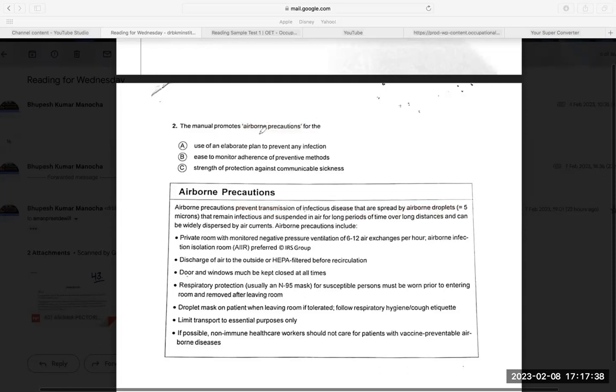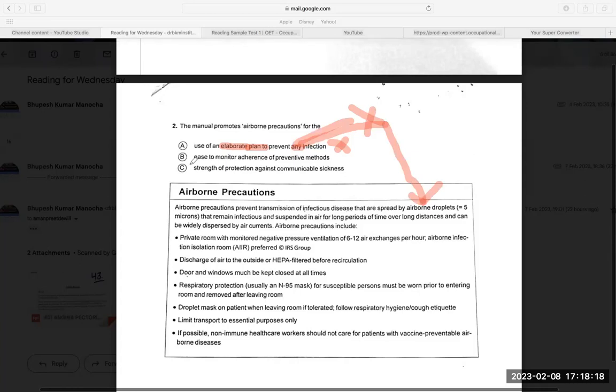The manual promotes airborne precautions for the use of an elaborate plan. Elaborate means well explained, like detailed. So this manual is promoting airborne precautions for the use of a detailed plan to prevent any infection. This option is wrong because of the word any. Not any, only airborne. It is used as a detailed plan to prevent airborne infections. So the word any is the one that helps me eliminate this option.